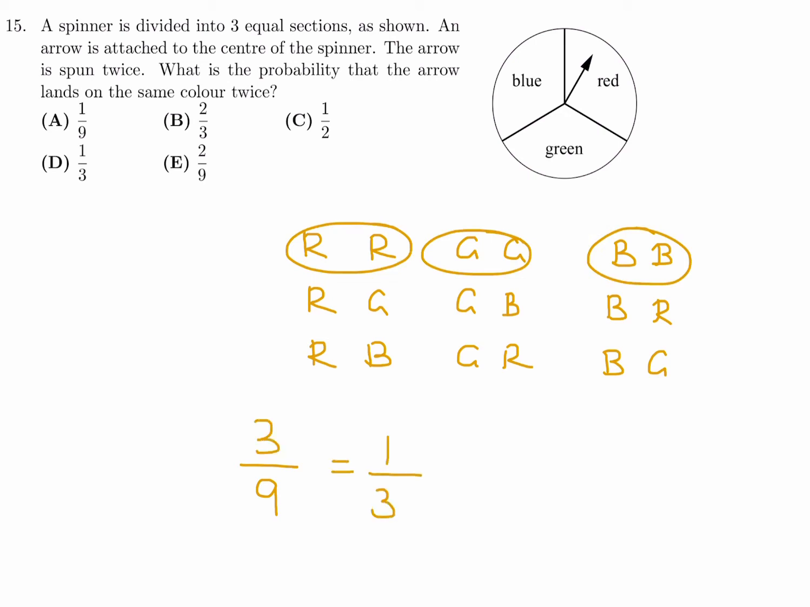So notice the spelling of color. You know it's a Canadian exam when they put a U in there. Number 15, the answer is D.